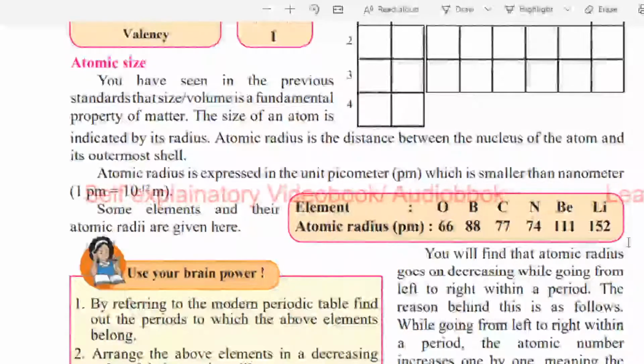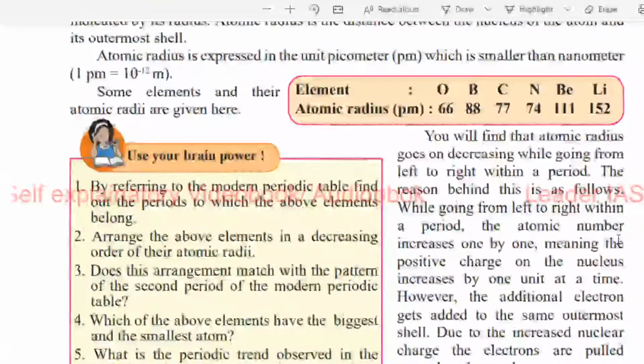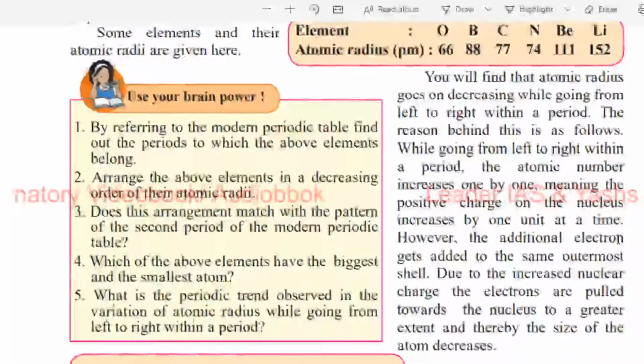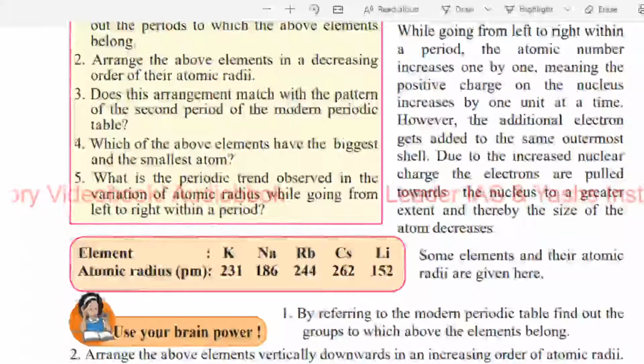Now you will find that the atomic radius goes on decreasing while going from left to right within a period. The reason behind this is as follows. While going from left to right within a period, the atomic number increases one by one, meaning the positive charge on the nucleus increases by 1 unit at a time. However, the additional electrons get added to the same outermost shell.